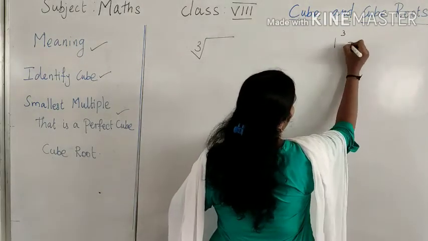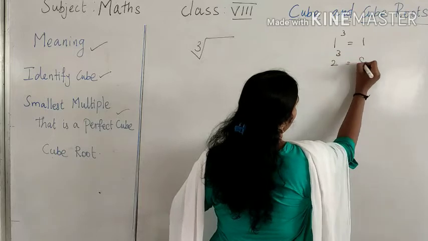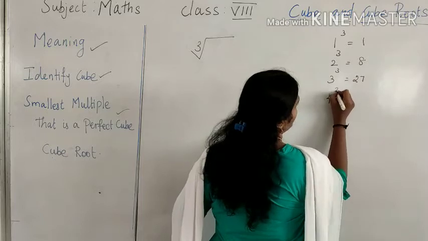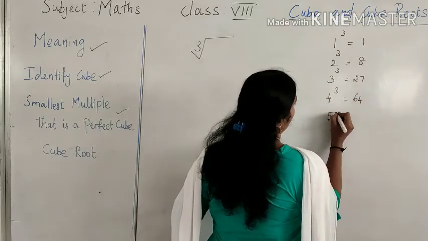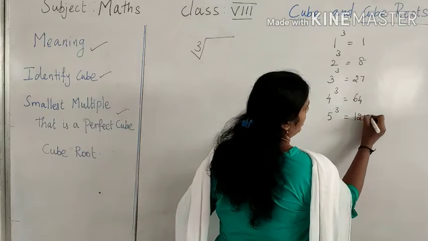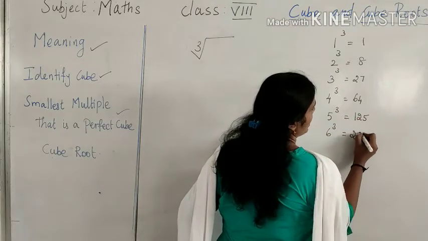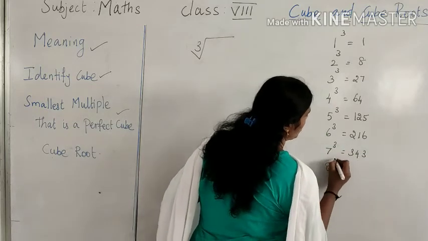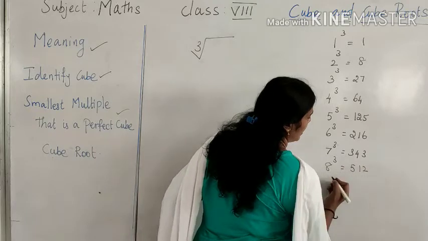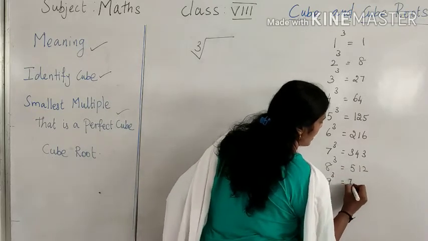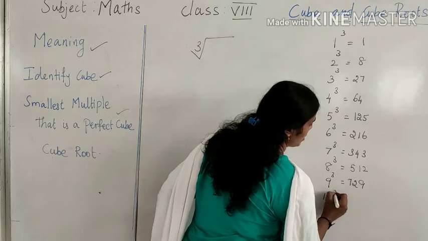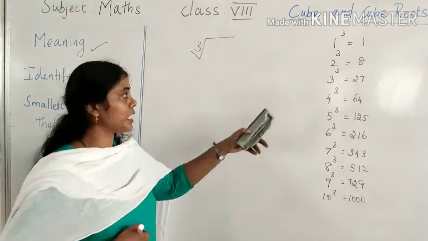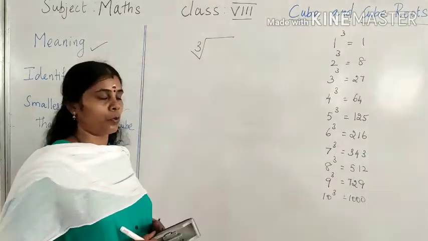1 cube is 1 only, 2 cube is 8, and 3 cube is 27, and 4 cube is 64, and 5 cube is 125, and 6 cube is 216, and 7 cube is 343, and 8 cube is 512, and 9 cube is 729, and 10 cube is 1000. Once you know this, easily we can use the estimation method and find out the cube root, right?